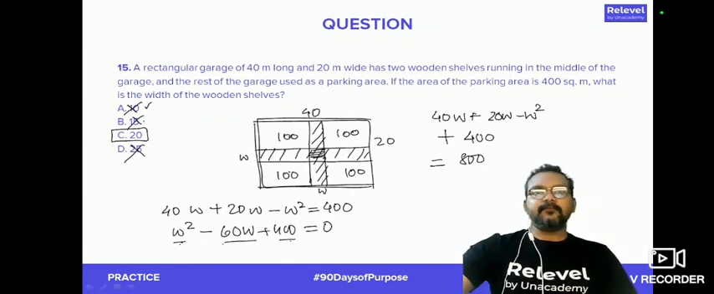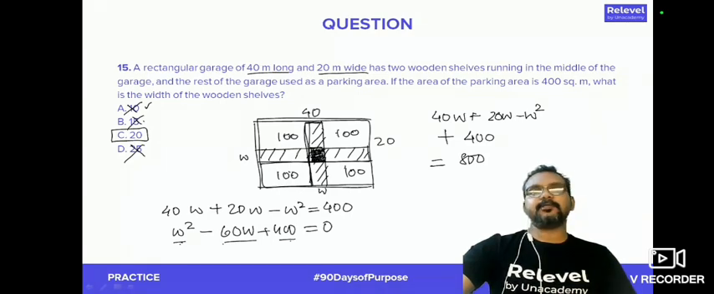So let me just repeat once what I have to do. 40 meters by 20 meters has 2 wooden shelves like this running in the middle of the garage. And the rest of the garage is parking, which is parking area is 400. So 400 plus 40W plus 20W, so that's 60W minus W squared, because W times W is being counted 2 times in both the strips. This will be the total area, 40 times 20, so that's 800. So we end up with W squared minus 60W plus 400 is 0.